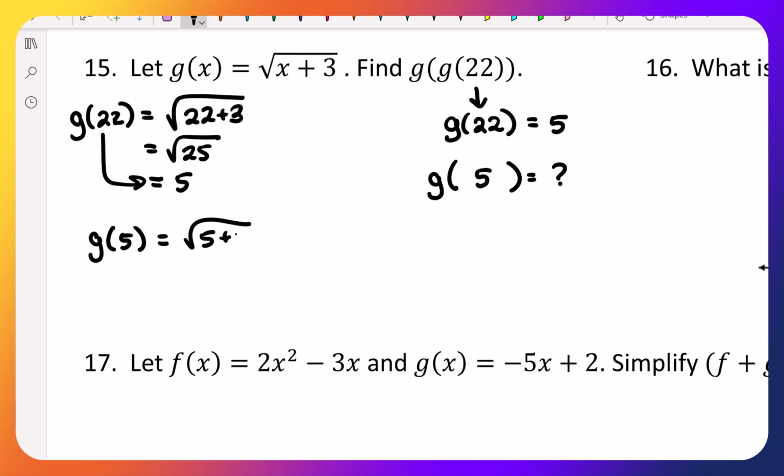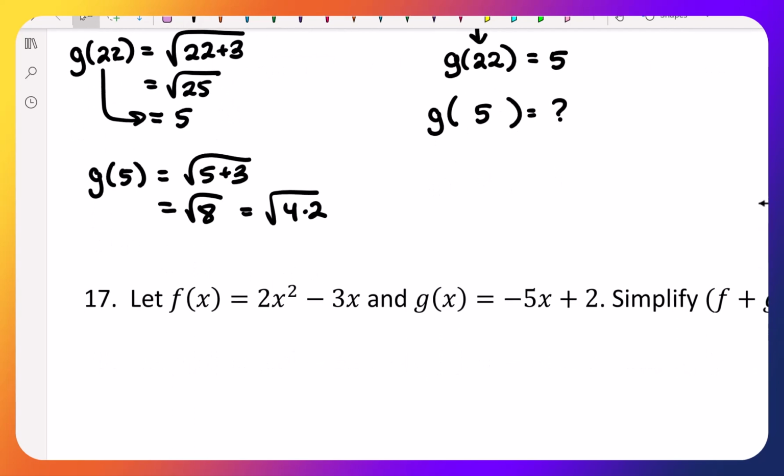So 5 plus 3 is square root of 8. If the square root of 8 is an option, great, but you can rewrite it as 4 times 2. Why did I do that? Because 4 is a perfect square. You can simplify the square root of 8. Your calculator, I promise you, will do this for you, but this is how you do it without the calculator. And that's your final answer.